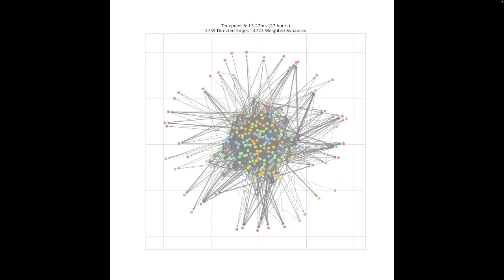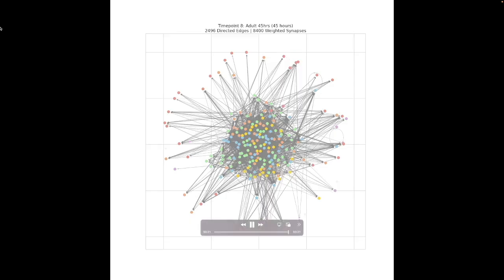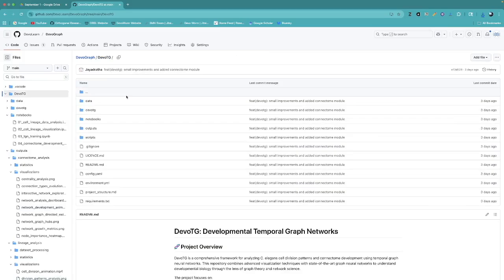There's a lot of information to be gained out of these networks and how they change over time. You can gain statistical information, but there's probably also a lot of topological information that we can extract as well. So congratulations to Jayadratha on a job well done on this DevoTG project.